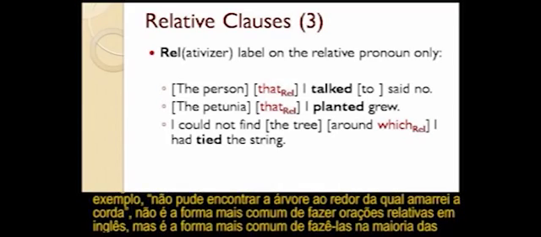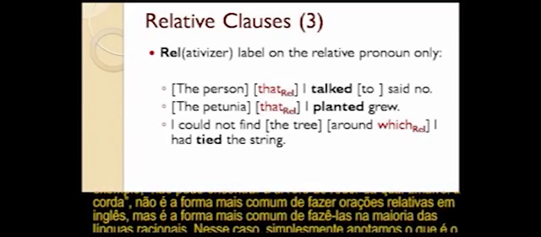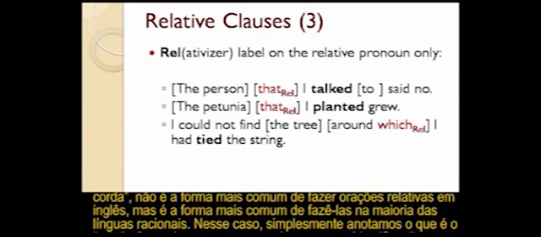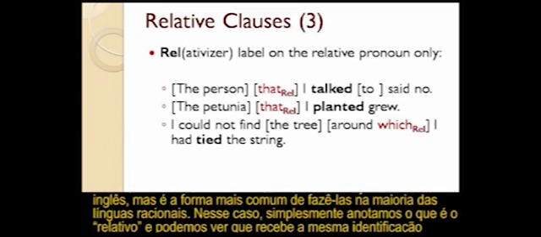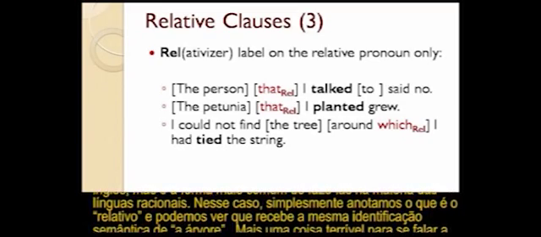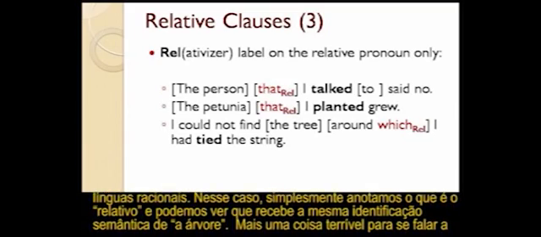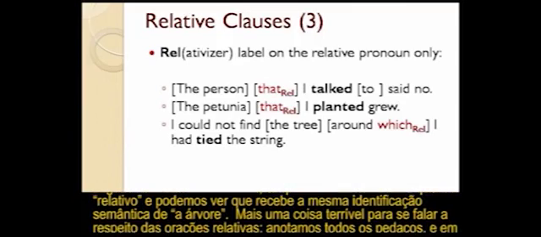This is not the most usual way of doing relative clauses in English, but it is the most usual way of doing relative clauses in most reasonable and rational languages. And in that case, we just annotate which as the relative. And you can see that that's the same semantically identified as the tree. Okay?